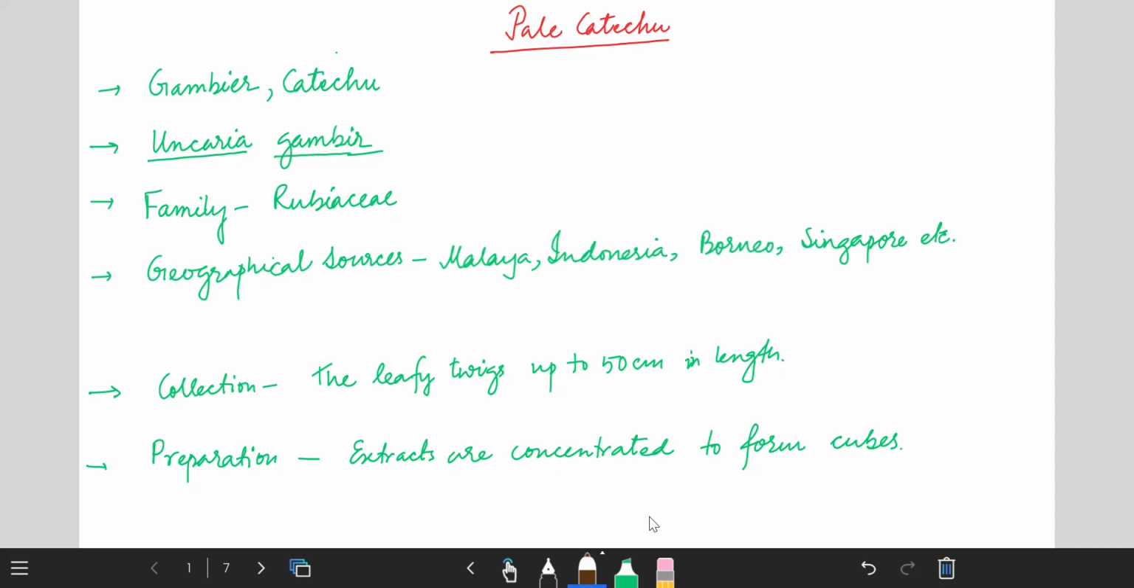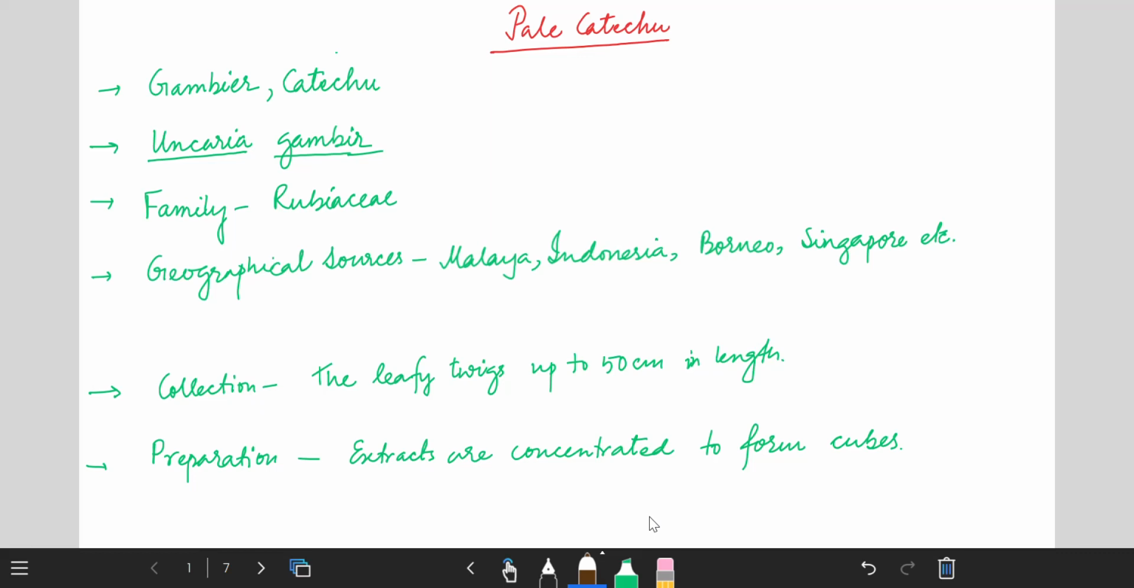Today's topic is about Pale Catechu. So Pale Catechu, other names or synonyms are Gambier and Catechu, and it is actually obtained from the dried aqueous extracts of leaves and twigs of Uncaria Gambir, which belongs to the family Rubiaceae.